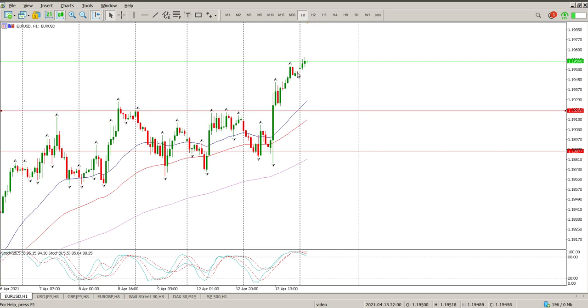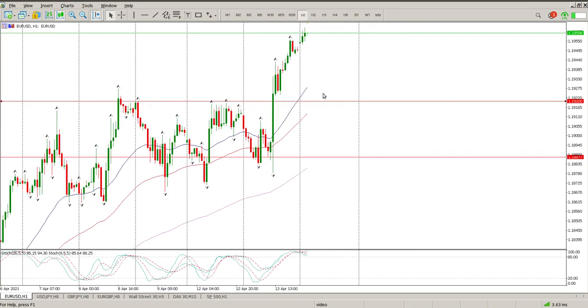It does look like a bit of a flag, so I'm looking for structure and looking for a pullback. The first area of pullback which would be good for a long is 119.200, and that's what I'll be waiting for. Not looking to be long up here. Waiting for a pullback here, get some retests of this level, and then that would get me long.